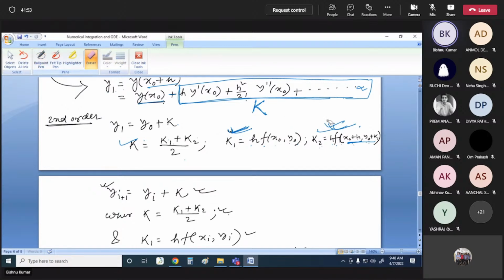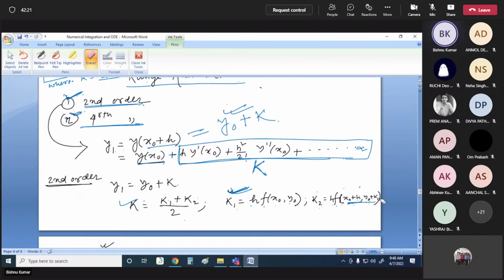The logic is, x0, y0 is given to you. With the help of x0, y0, first you will calculate y1. To calculate y1, this is the process. After getting y1, here also x1, y1 is clear. Now the same formula you have to adopt. y2 will be y1 plus k. And that time k will be the average of those 2k, meaning k1 equals h f of x1, y1. k2 will be h f of x1 plus h, y1 plus k1, like that. And that general formula I am writing here.